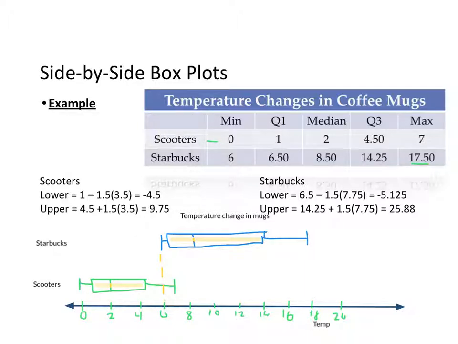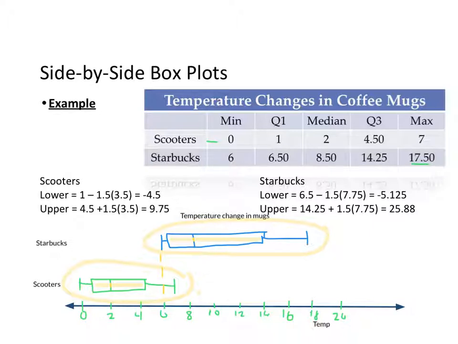Other things we can determine: the shape. This distribution for Starbucks looks skewed right, and so does scooters. Okay, and then you can talk about spread. We can just look at the range. So I know for scooters the spread is 7, and for Starbucks the spread looks about 11.5.